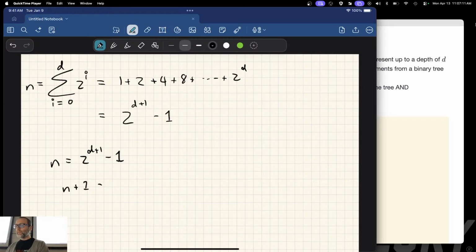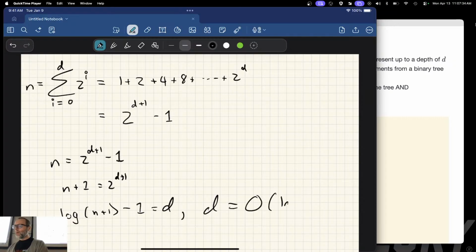Take 1 to the other side, 2 to the D plus 1. Right? How do I get rid of that 2? How do we get rid of it with respect to a binary search? Log of n plus 1, base 2 implicit. And here I'm going to immediately take 1 onto the other side, and there's my D. Right? In other words, D is going to be order of log n. Does that look familiar? What's the only other algorithm that we've seen so far that achieves this efficiency? Binary search. Right? This is a binary tree. Right? The depth can be binary.